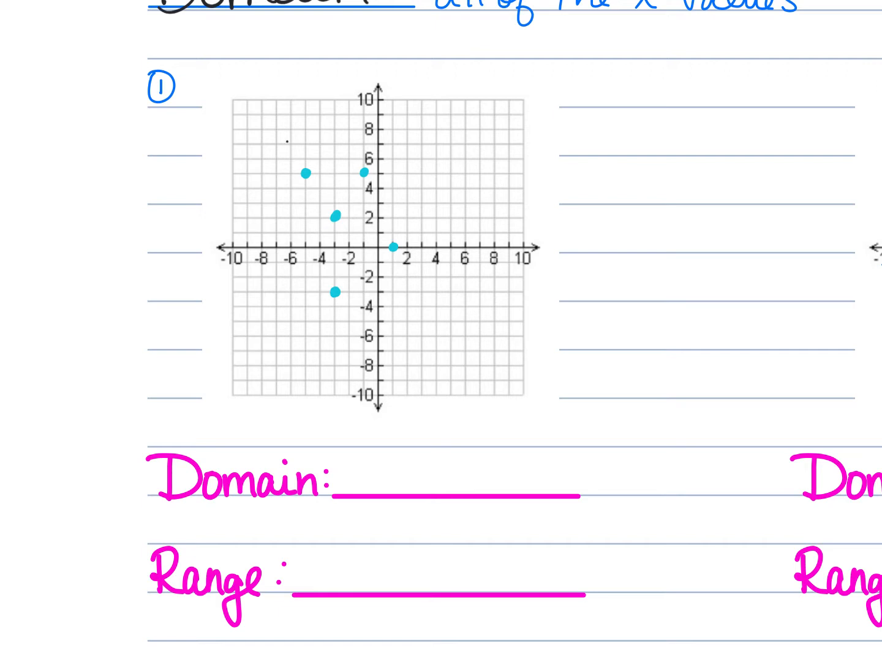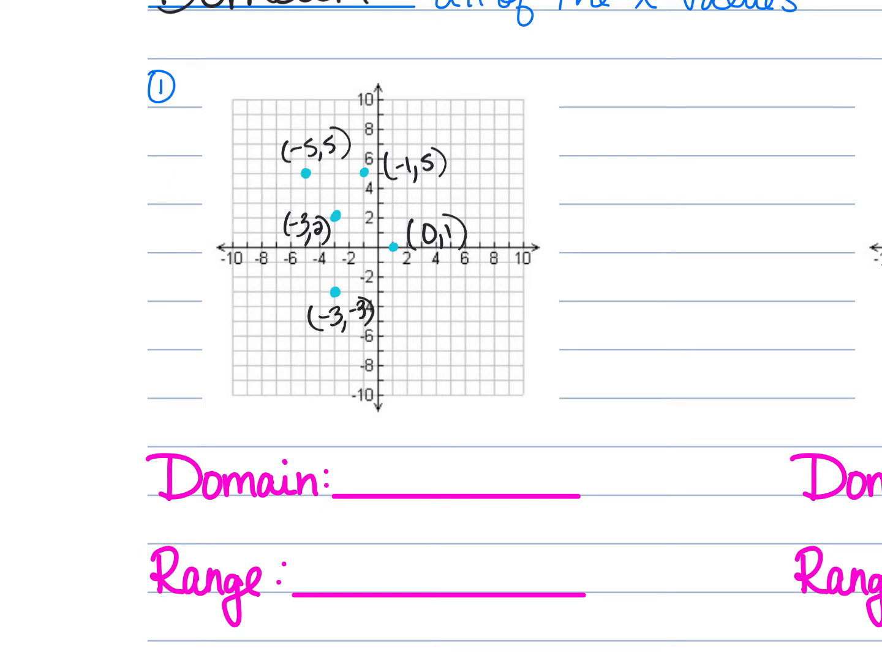Well, I see this point right here on the far left is -5, 5, right? This one, we'll do the one below that. That would be -3, 2. I'm just going to go ahead and do them all. I'm not going to do this every time, just so you kind of get the idea. This is 0, 1. And then this one is -3, -3.